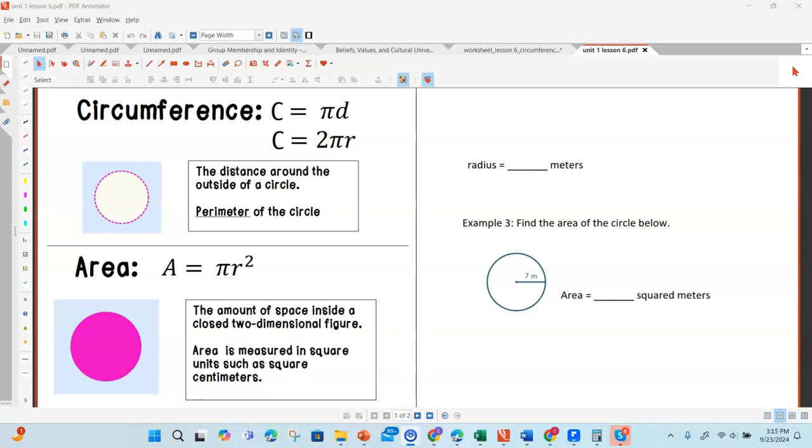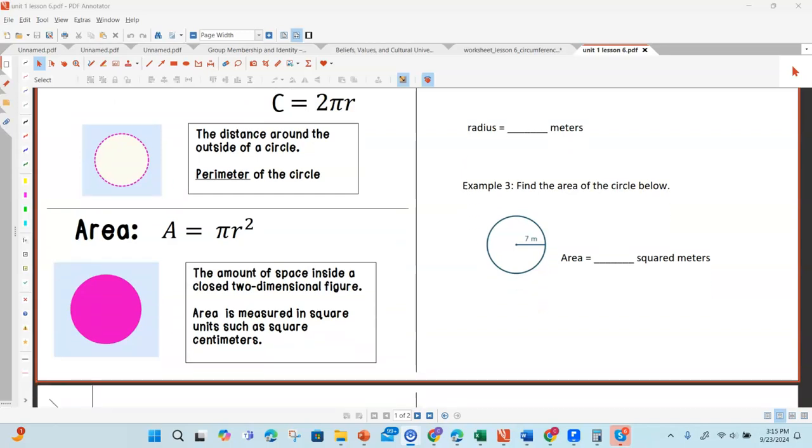Our circumference is the distance around the circle, the perimeter of the circle. The formulas that we use are circumference equals pi times the diameter, or circumference equals 2 times pi times the radius. The reason we can use both of these is because diameter equals twice the radius. So it's just a substitute.